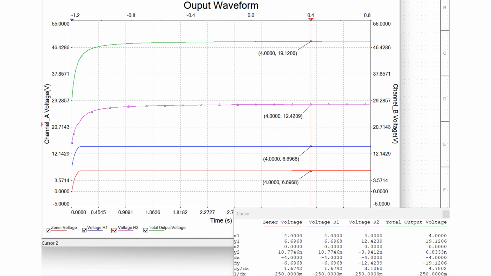In this simulation, the Zener diode is in the on state, so it will regulate the voltage of resistor R1. The observation shows that the voltage of the Zener is equal to the voltage of R1.